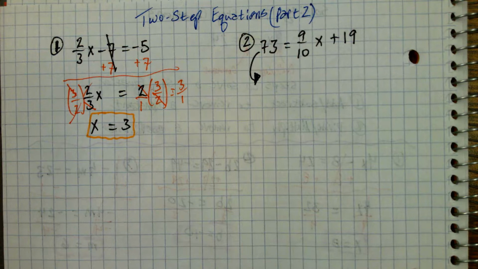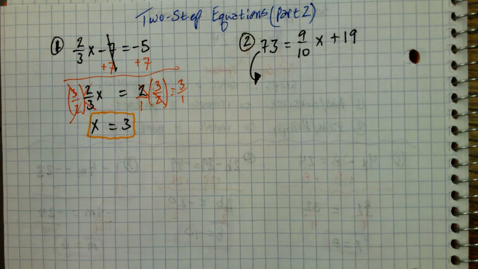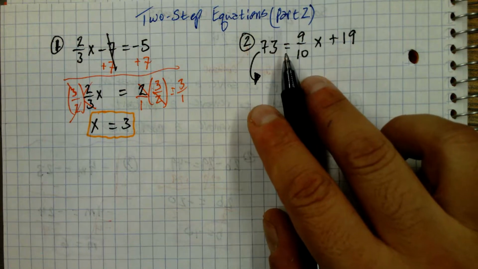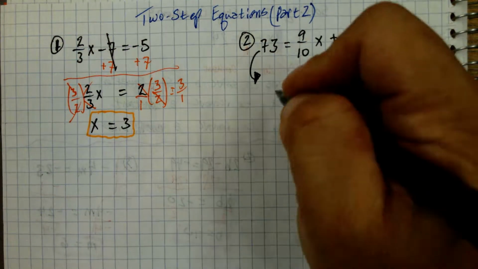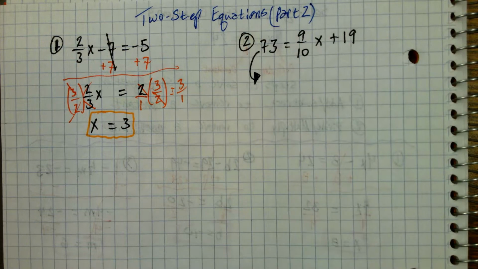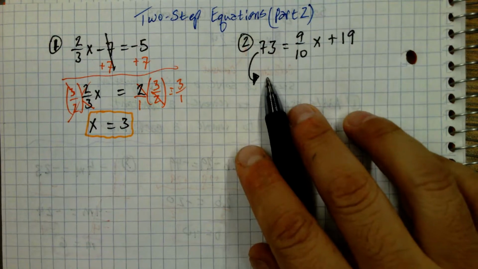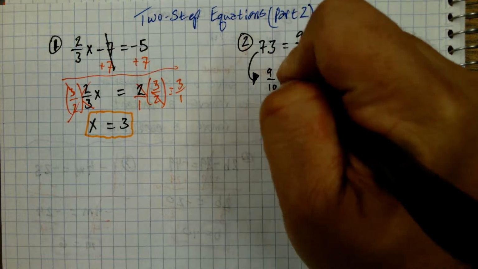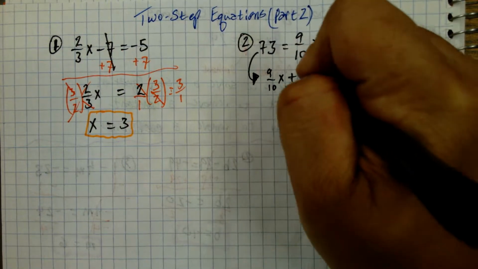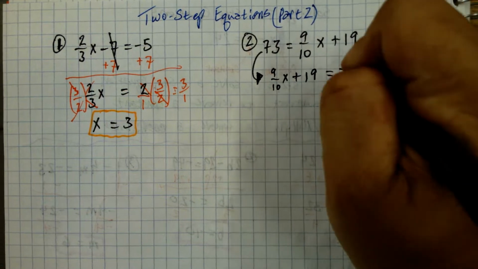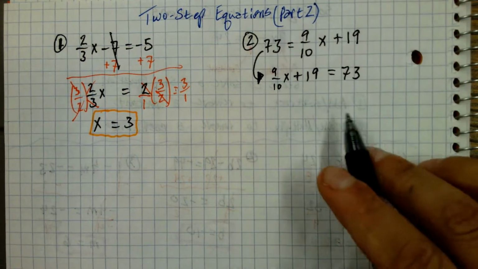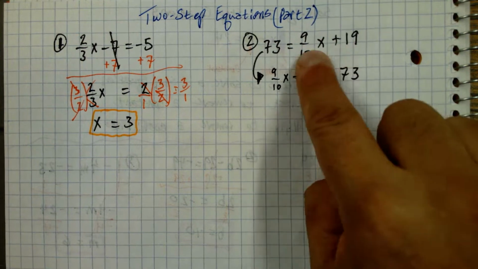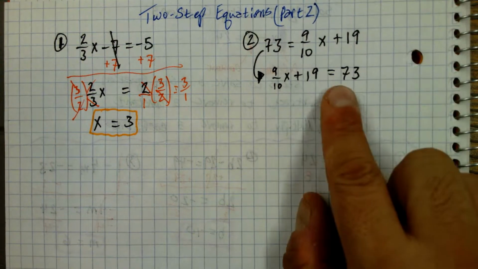Let's turn this around. This is good practice for when we come back from break and we're going to be working with inequality. So they won't have equal signs. They'll have less than, greater than, or equal to. Let's turn this around. If I flip it around, what's my equation then? 9/10 x plus 19 equals 73. Now, the only difference when we have inequalities, say we have one that's a greater than, when we turn it around, it would become a less than.